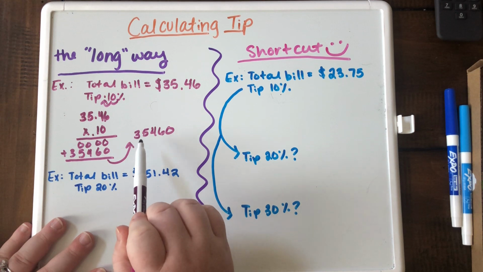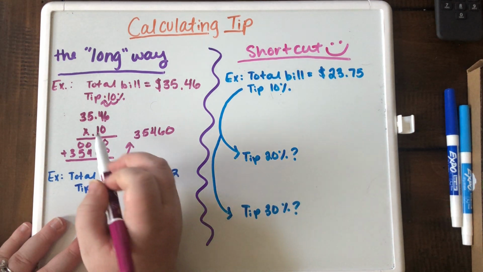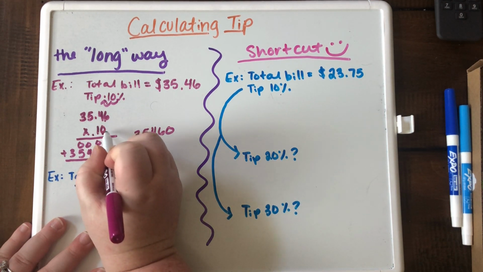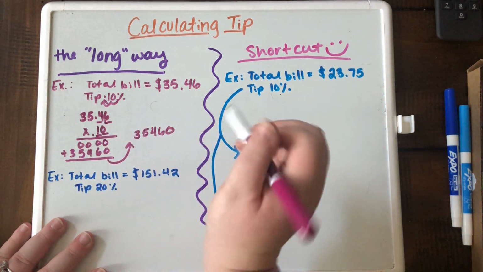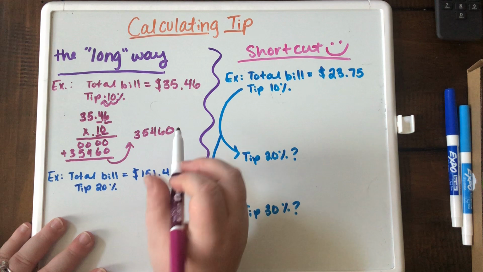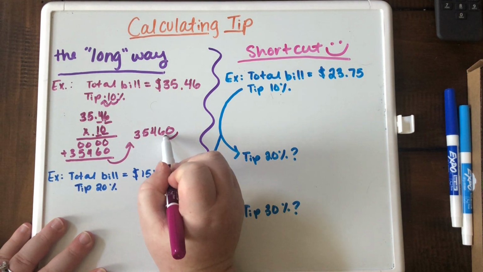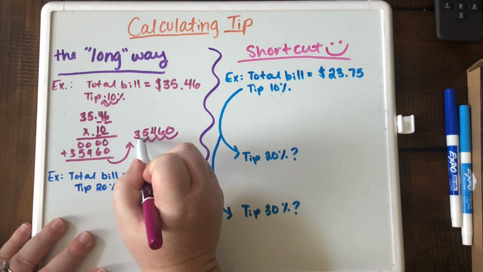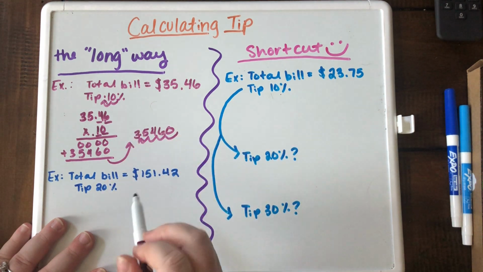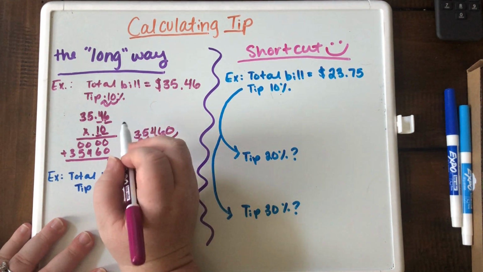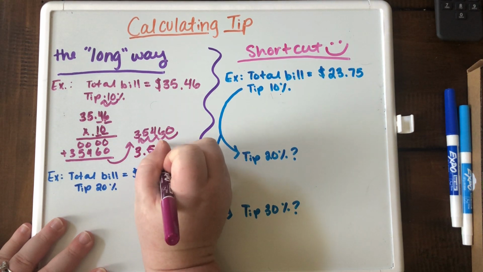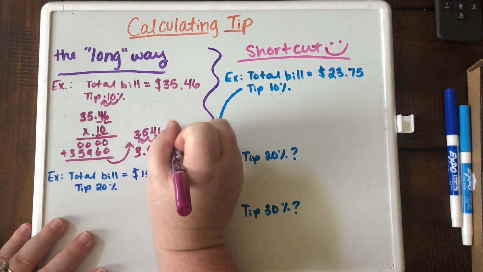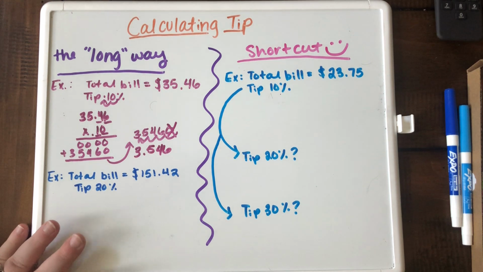So we're at the end. This is our answer. We count how many spaces behind the decimal we have. 1, 2, 3, 4. And that's how many spaces I move my decimal to the left. So starting at the very end, 1, 2, 3, 4. So that makes my answer 3.546, and I'm just going to drop that 0 because it does not matter.